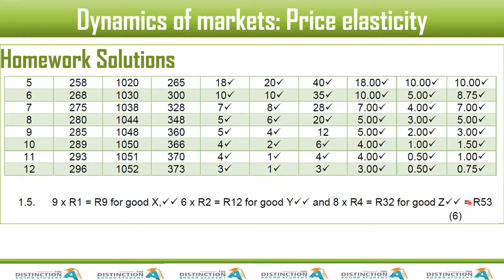So the consumer is going to buy 9 units of good X, 6 units of good Y, and 8 units of good Z. And from there, we see that he makes use of his whole 53 rand.